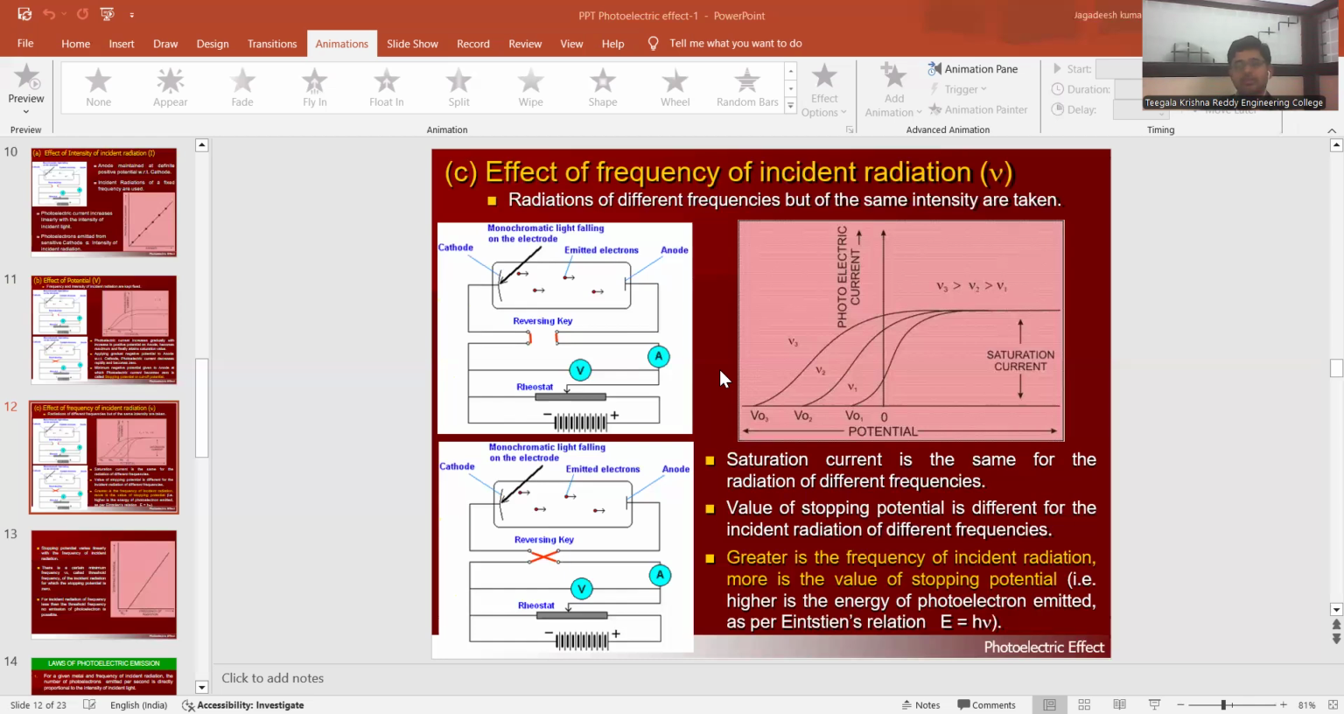Fourth one is using different metals. The plot is between the stopping potential and the frequency for different metals. Suppose we take the alkali metals, such as potassium, sodium, zinc. The graph we get is a straight line, and the straight line is the same in each case.